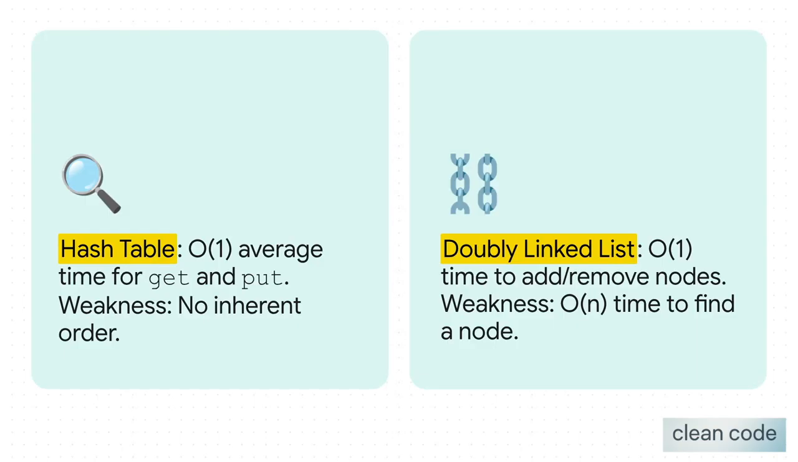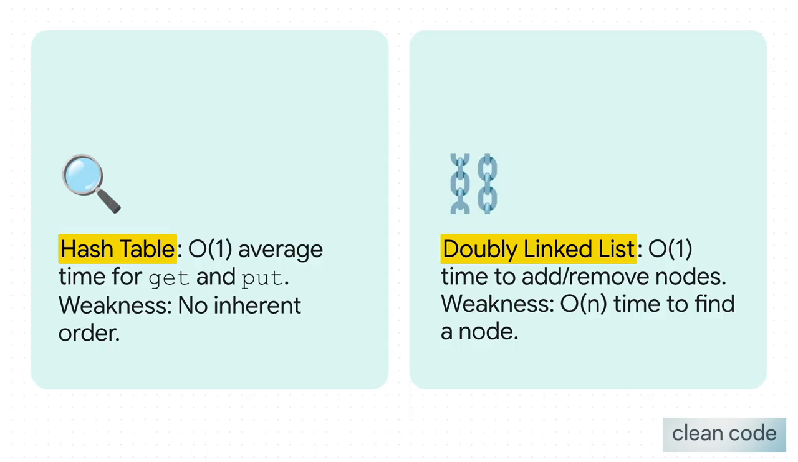And this slide, this is the entire strategy right here. Just look at how these two data structures are like perfect opposites. On one hand, you have a hash table, or a hash map, or a dictionary, whatever you want to call it. It's absolutely brilliant for instant lookups, O(1). But it has no concept of order whatsoever.